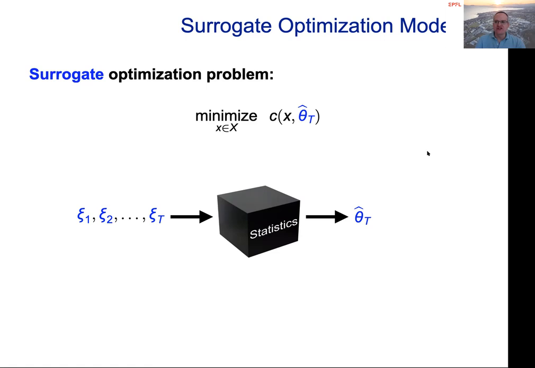For example, we could just use a method from statistics to construct an estimator, theta hat t, for the unknown parameter theta. This would be constructed from the training samples. For example, we could use maximum likelihood estimation. This estimator could then just replace the unknown true theta in the objective function, and that would give us a simple surrogate optimization problem. However, there are many other possibilities for how we construct an optimization problem from the data. More generally, we could use the training samples directly to construct the objective function C hat T of the surrogate optimization problem without the detour of first constructing an estimator for theta.